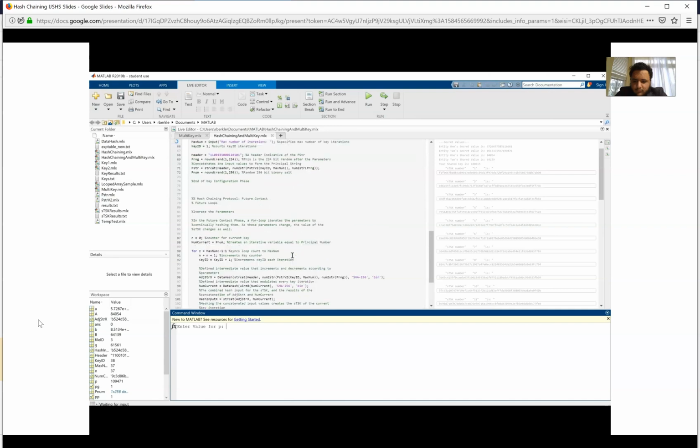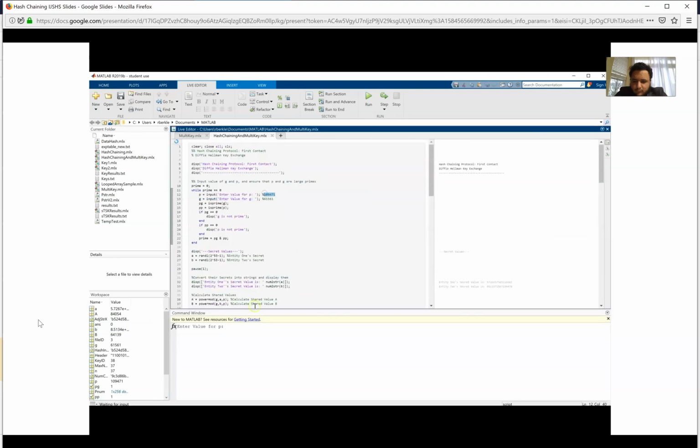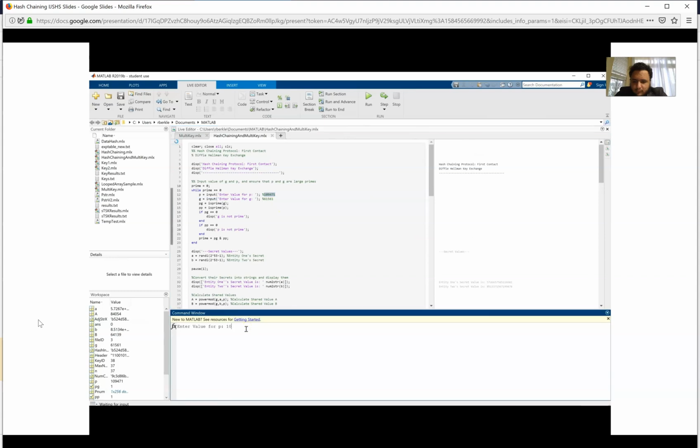Now let's put in some large prime numbers for P. I have them saved here. So 109,471 for P. For G, 61,561. These have to be large prime numbers, otherwise they won't work. Gives us our secret values, their shared values, and what their session key is.